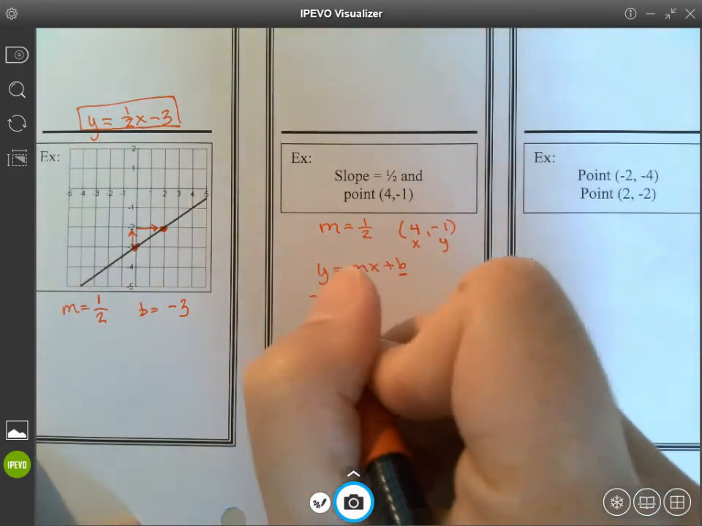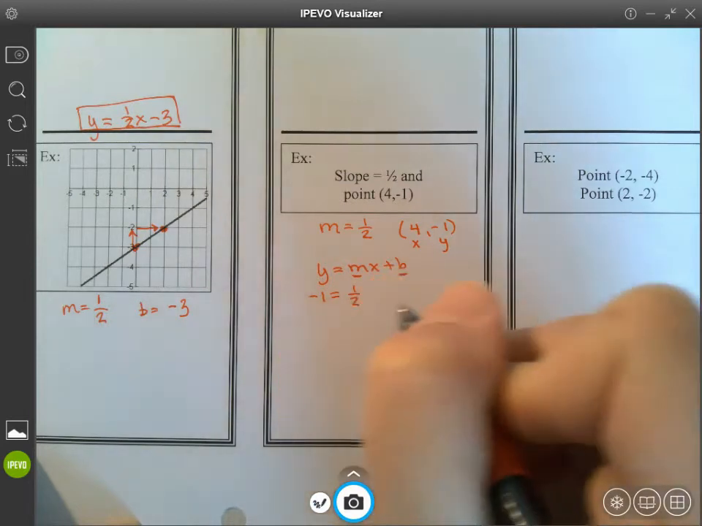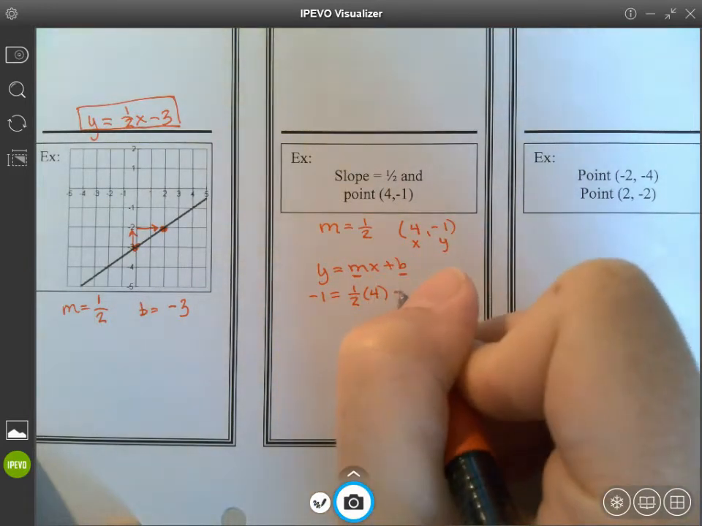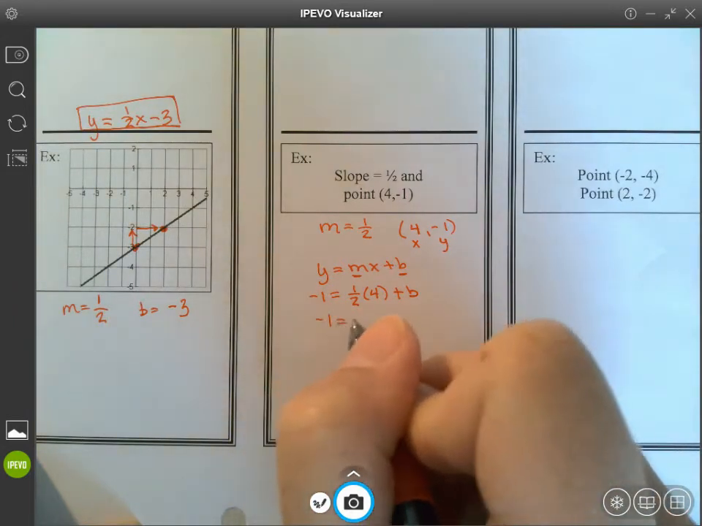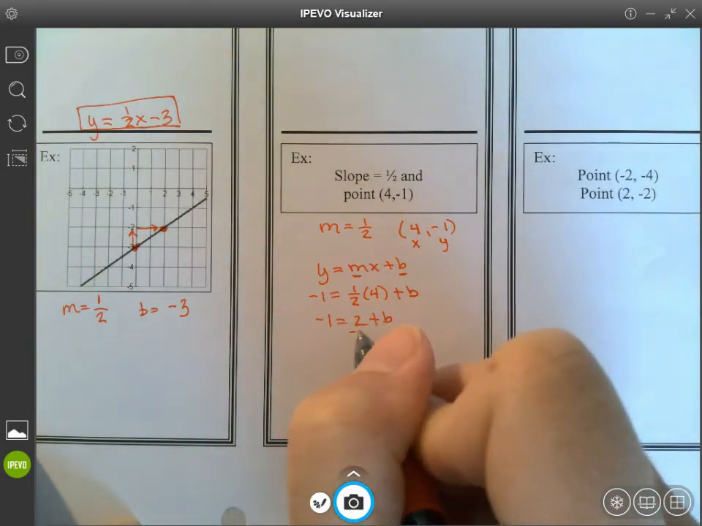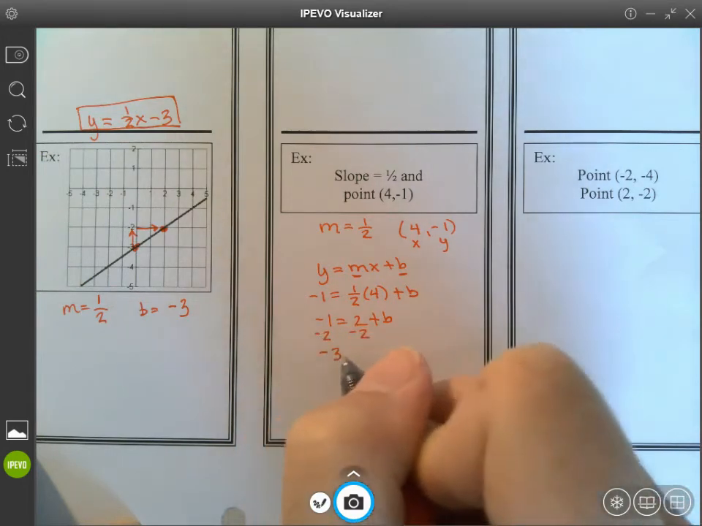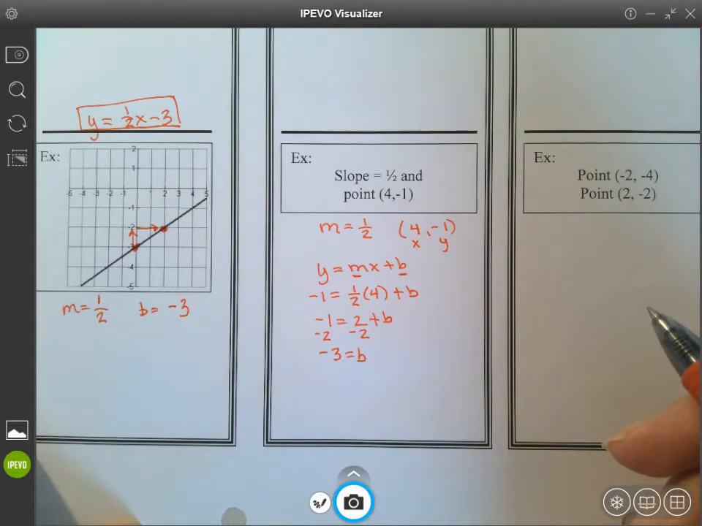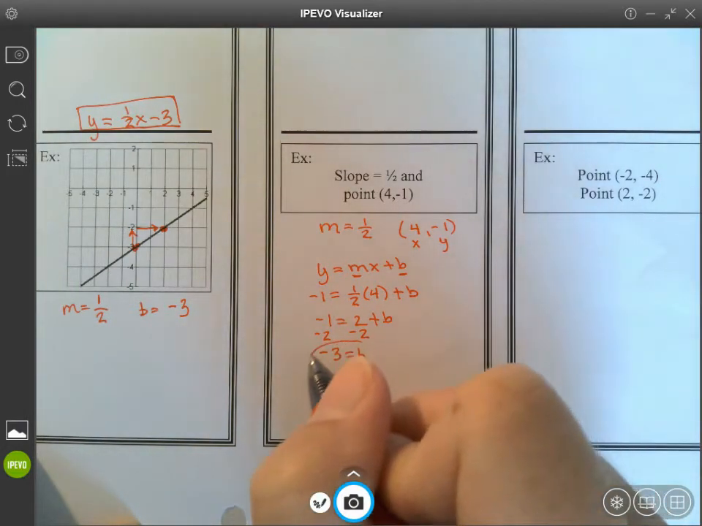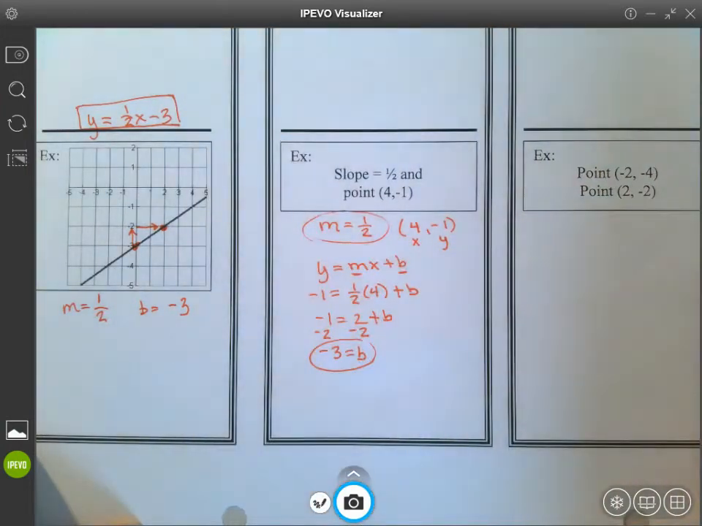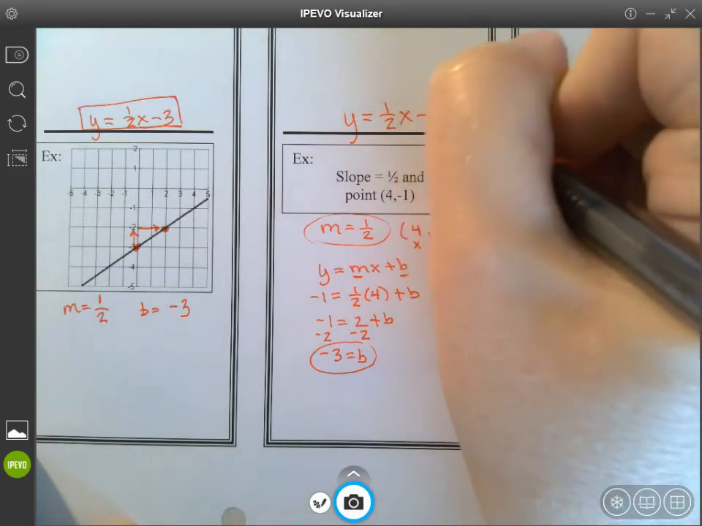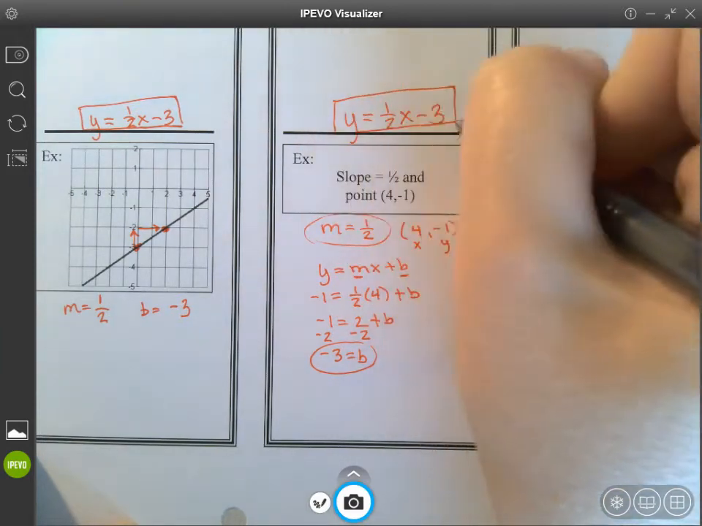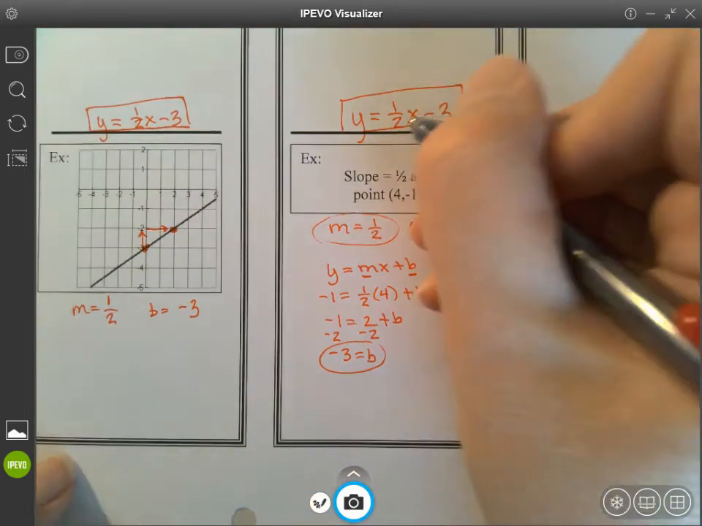So put the -1 in for y, put the slope in as 1/2, put the x in as 4, and what I don't know is b. So I'm using slope-intercept form to solve this. -1 equals 2 plus b. I'm then going to subtract 2, and I get that b is -3. So I've got my y-intercept. I had my slope, and so the equation of my line, again, is y equals 1/2 x minus 3. So you can see we're working with the same information, but we're given it in different forms.